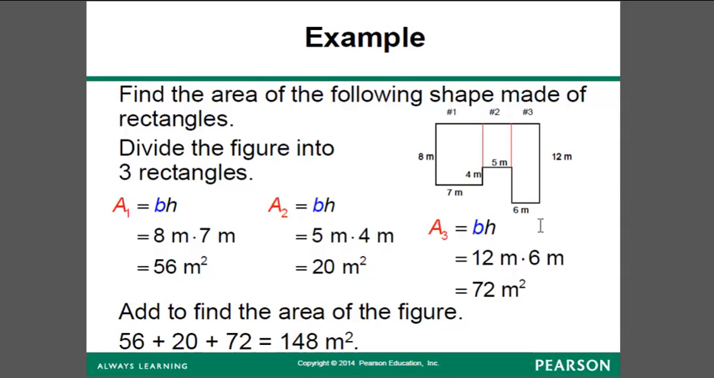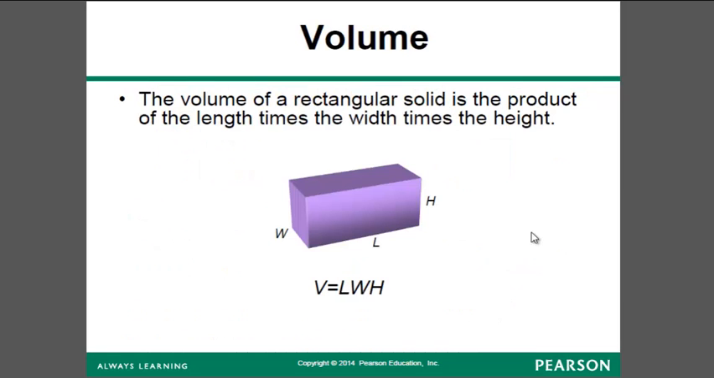So we've looked at perimeter and we've looked at area. Let's look at volume. The volume of a rectangular solid is the product of the length times the width times the height. So when we're talking about volume, it's length times our width times our height.